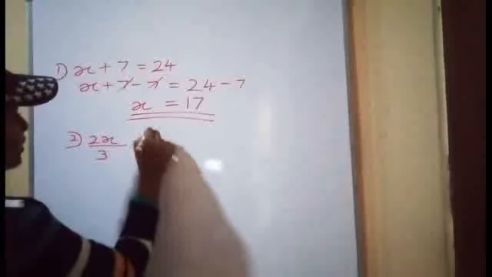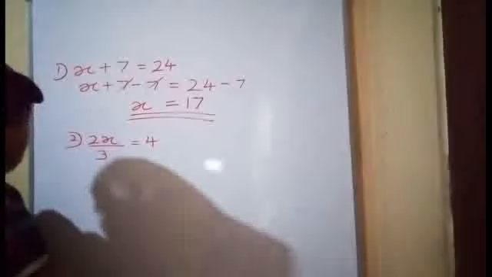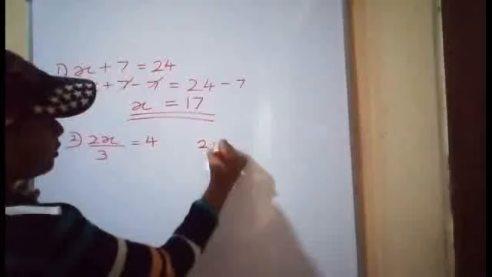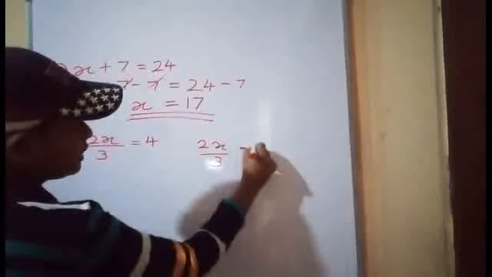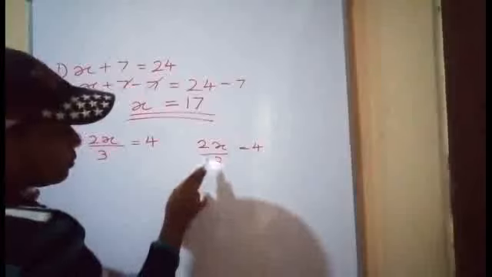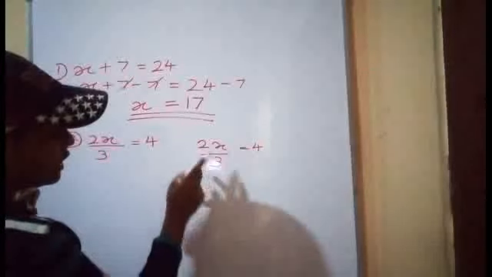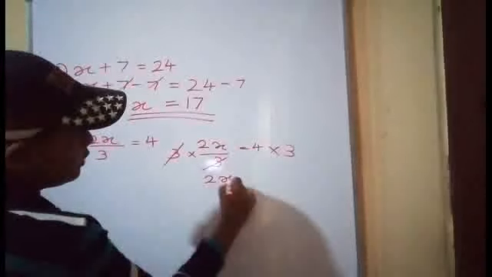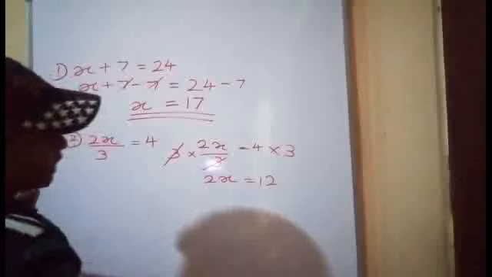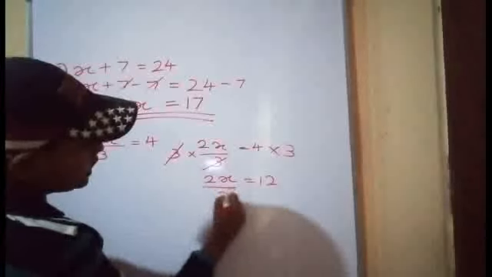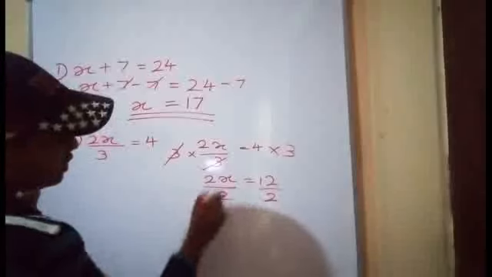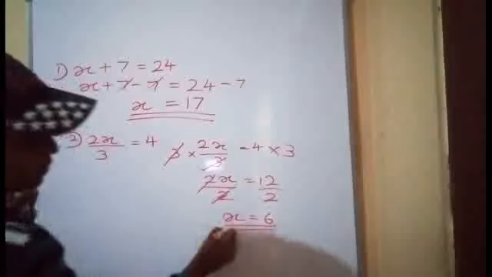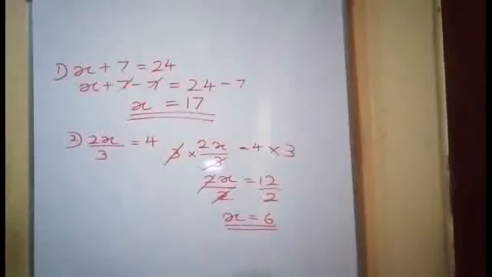x over 3 equals 4. We learned about this kind in grade 8. We multiply both sides by 3 because the denominator is 3. Now 2x equals 12, so we divide both sides by 2. Now we have x equals 6. These are very easy equations.